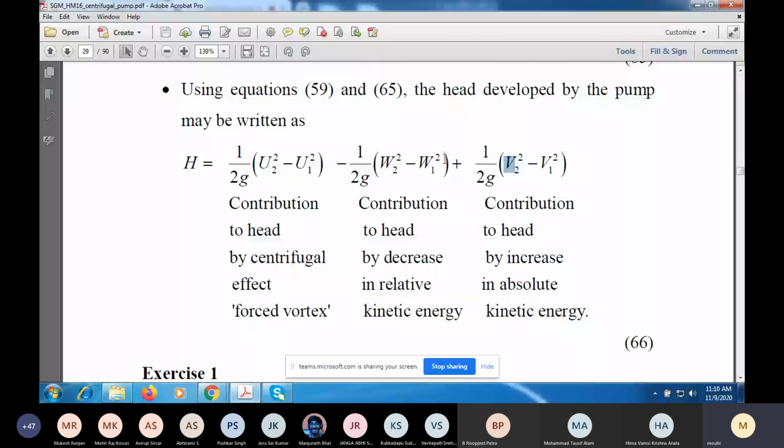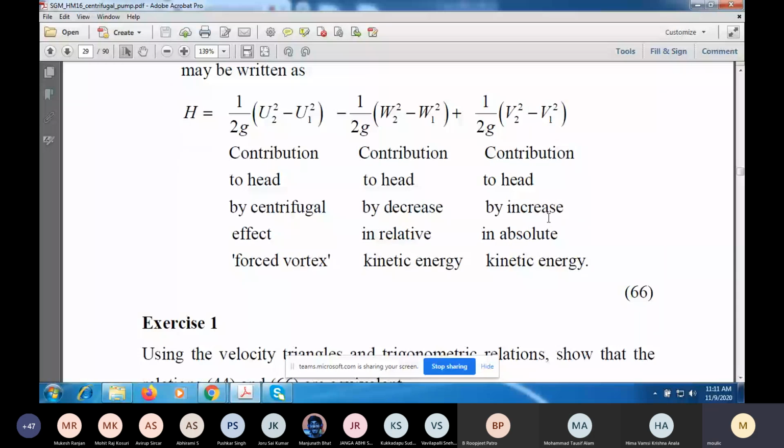The first one is the contribution to the head by the centrifugal effect. So because the impeller is rotating and churning the fluid, the head will increase. And as the fluid flows through the passage between adjacent impeller blades, the relative velocity, the magnitude of that, W, might decrease. That will increase the head. And of course, the absolute kinetic energy might increase. So that will also increase the head.